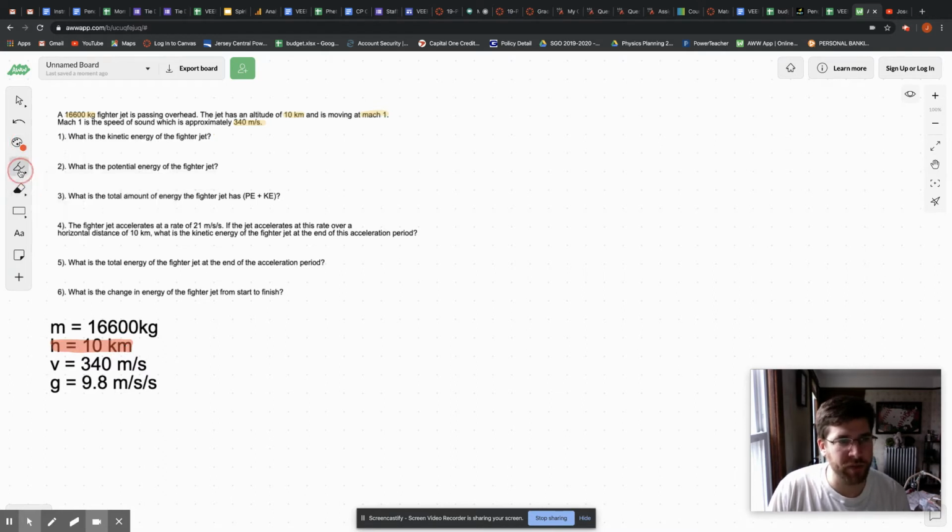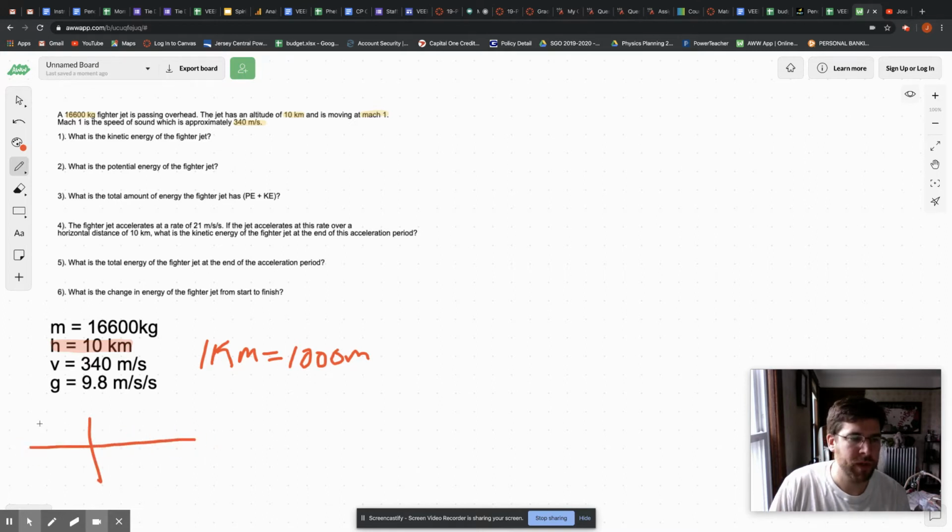So the first thing we're going to want to do is convert kilometers to meters. We know that 1 kilometer is equal to 1,000 meters. So we're just going to set our fence post up here. Oh man, that was pretty terrible. I'm going to convert 10 kilometers, so that's going to go in my top left box. What I'm turning it into is meters, so I'm just going to make sure we have 1,000 meters here.